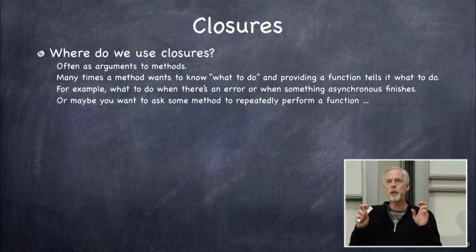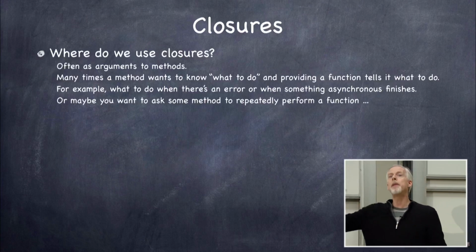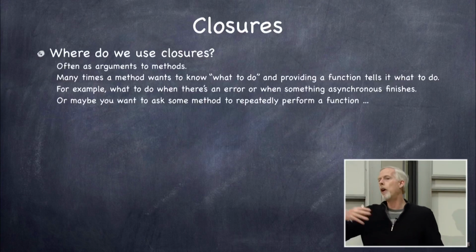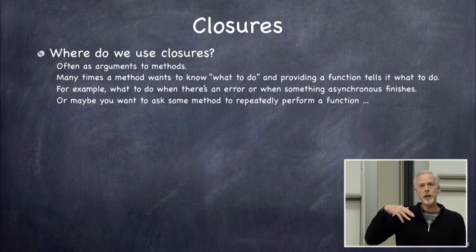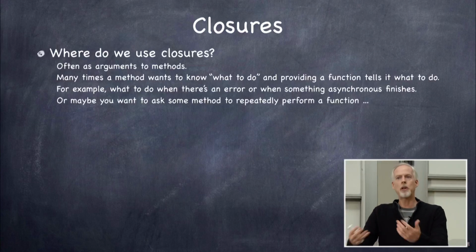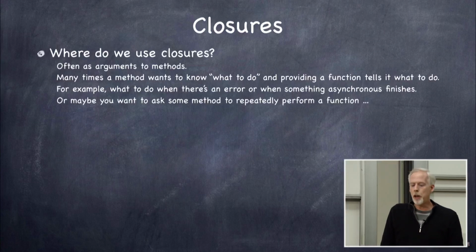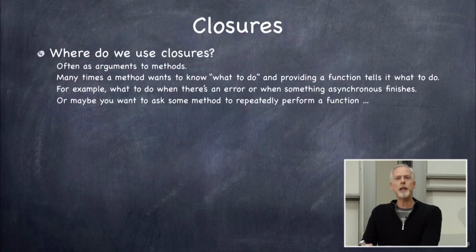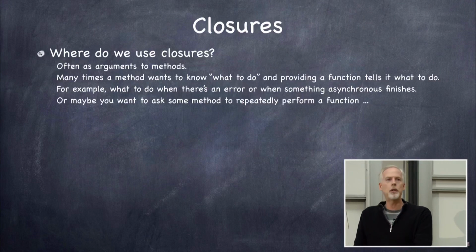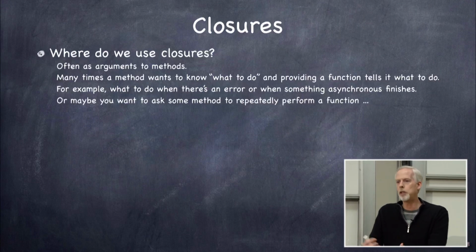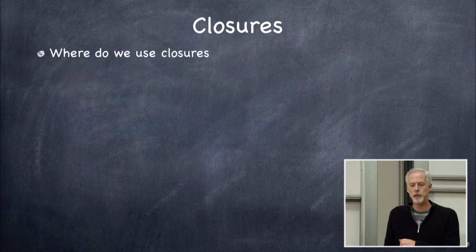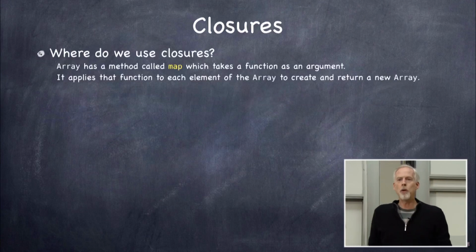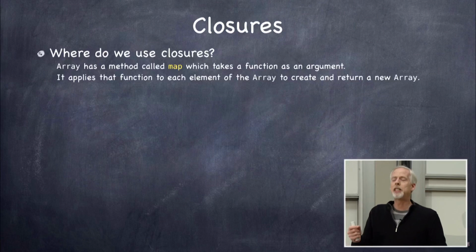Maybe it wants to know what to do if it's going to do something that takes a long time. It's going to go on the network and download something off in the background, and when it's done, it wants to tell you. Okay, call a function to do that. Another thing is it might be doing something repeatedly. It wants to do the same thing over and over, so it's asking you to tell it what to do over and over. So let's take a look at an example of that last one there, doing something over and over.